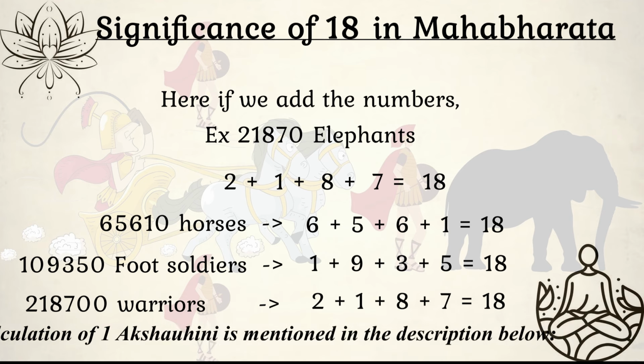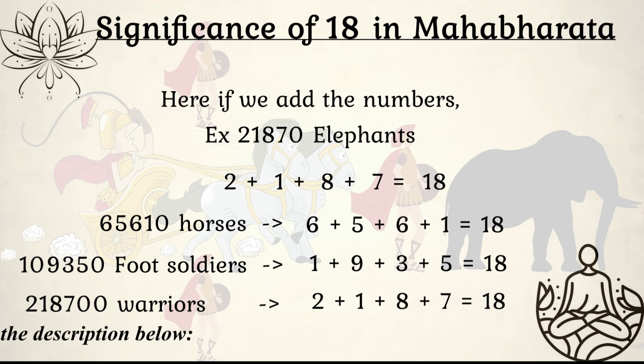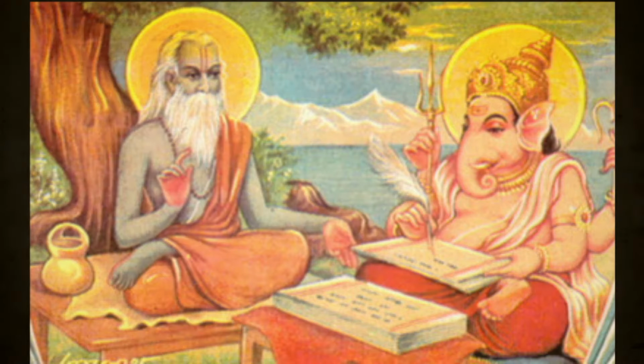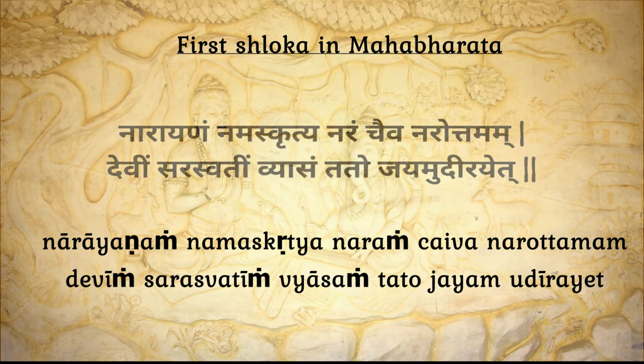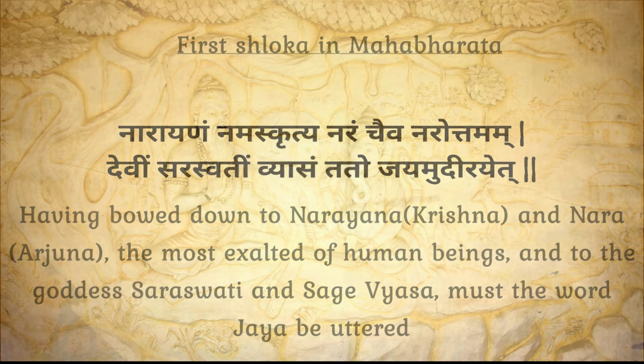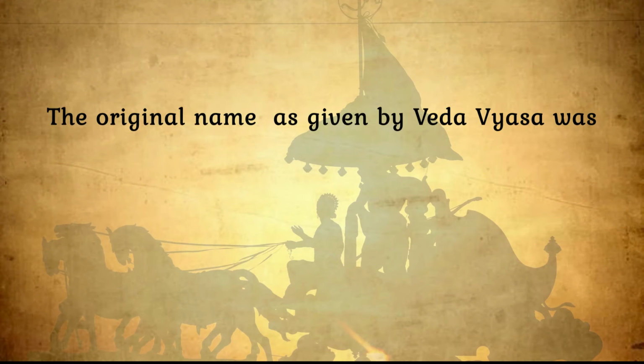So what's the logic behind the number 18 occurring repeatedly in the Mahabharata text? Sage Vyasa composed Mahabharata in the Puranic tradition, and it is also a kavya and an itihasa. Let's have a look at its very first shloka, which is recited as follows. Narayanam namaskrityam naram chaiva narottamam devim saraswatim vyasam tato jayam mudirayet. It means, having bowed down to Narayana or Krishna and Nara, Arjuna, the most exalted of human beings, and to goddess Saraswati and sage Vyasa, must the word Jaya be uttered. As per this shloka, the original name of the text as given by Vedavyasa was Jaya.